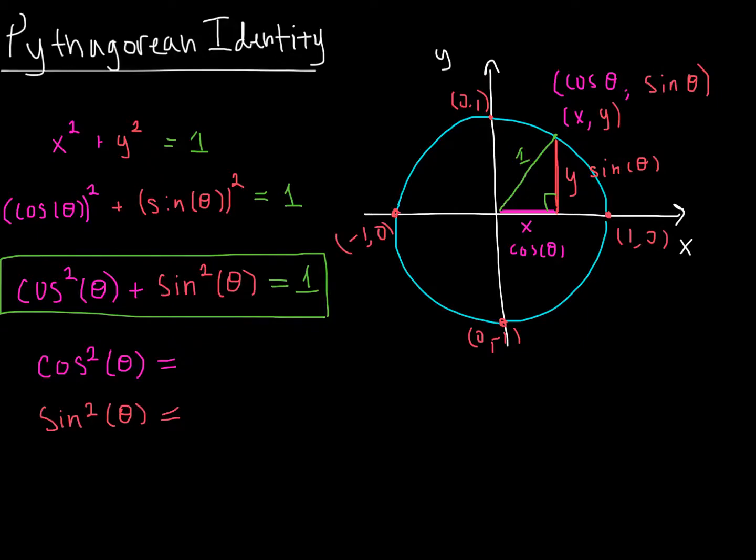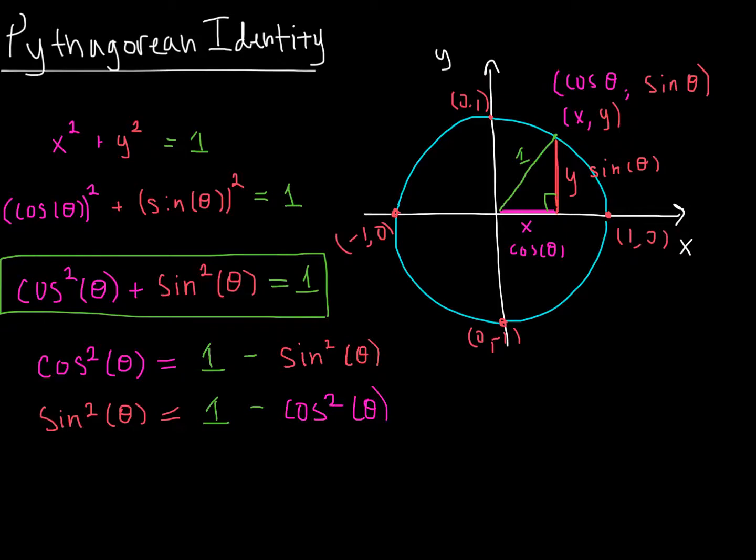Alright, so hopefully you can see here that if I want to isolate the cosine, I just need to subtract sine squared from both sides. So the cosine of theta squared, or cosine squared theta, either way, is 1 minus the sine squared. And similarly, the sine squared is just going to be 1 minus the cosine squared.